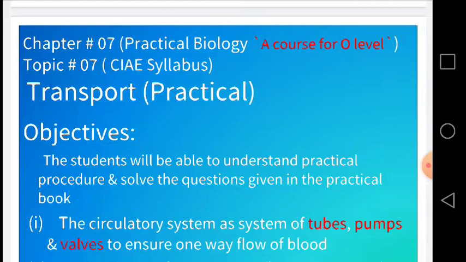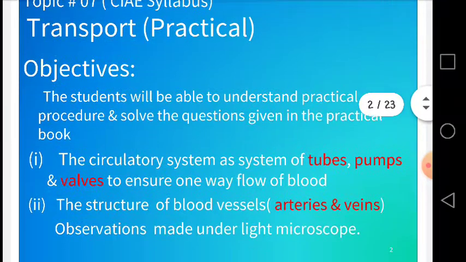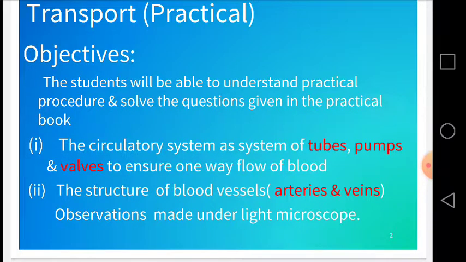Today our objectives are as follows. We will be able to understand the practical procedure and solve the questions given in the practical book. We will focus on the circulatory system as a system of tubes, pumps and the valves to ensure one-way flow of the blood. Secondly, the structure of the blood vessels, arteries and veins, both as observed under the light microscope.